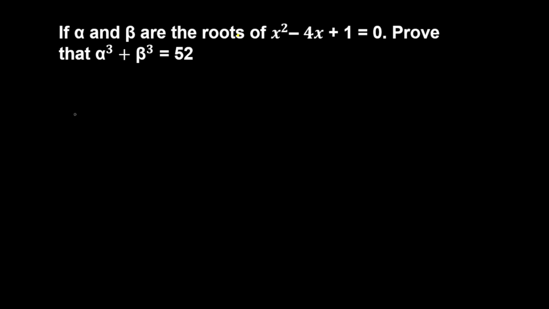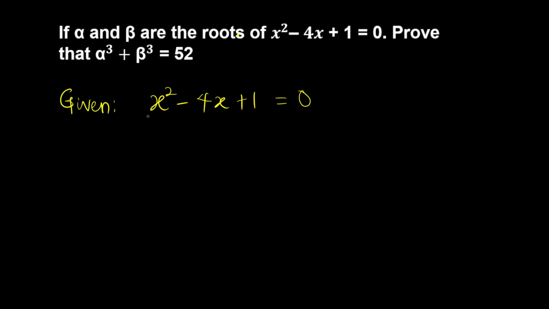This question is, if alpha and beta are the roots of x squared minus 4x plus 1 equals 0, prove that alpha cube plus beta cube is equal to 52. Now, the first thing we are going to do is to find our sum of roots and our product of roots. So we are given the equation x squared minus 4x plus 1 equal to 0. Recall, we must always find our sum of roots and our product of roots.